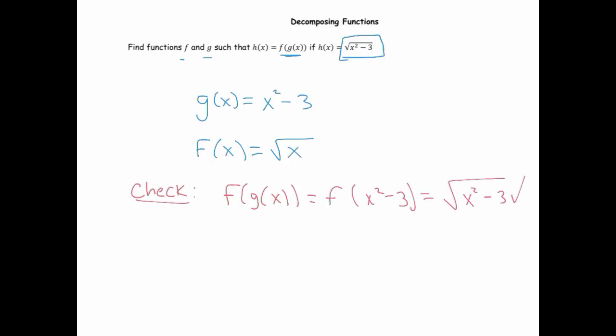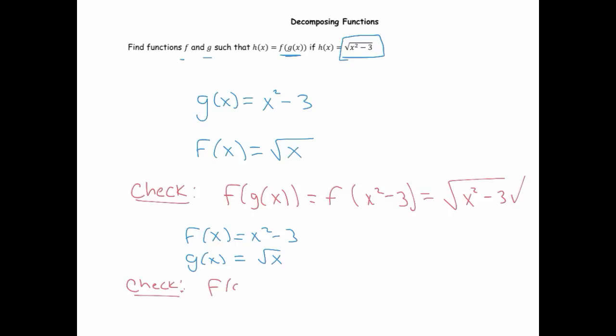Again, notice if you had reversed it, if you had said that f of x was equal to x squared minus 3, and g of x was equal to square root of x, then what you would have gotten is the wrong answer. And that just suggests that function composition is not commutative.